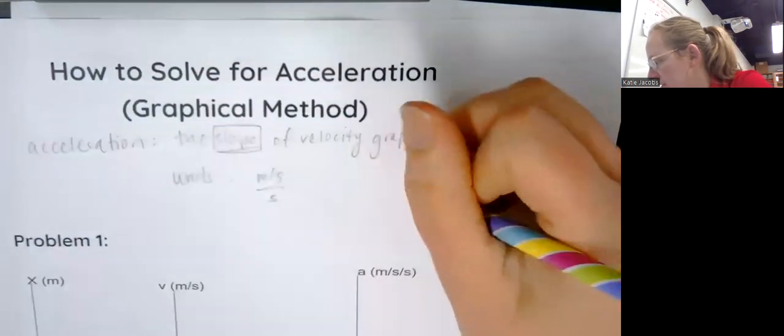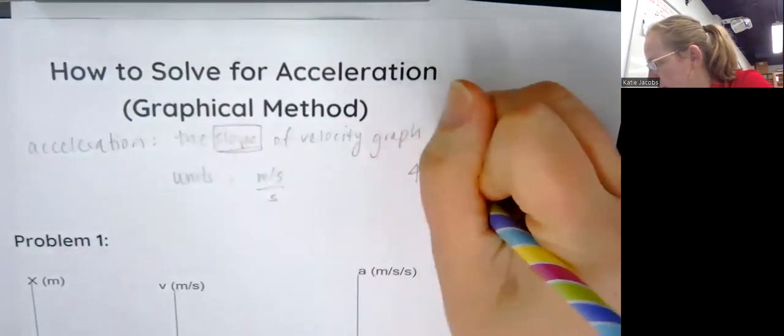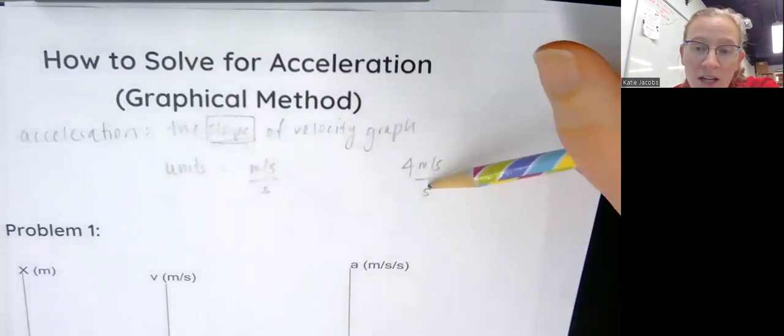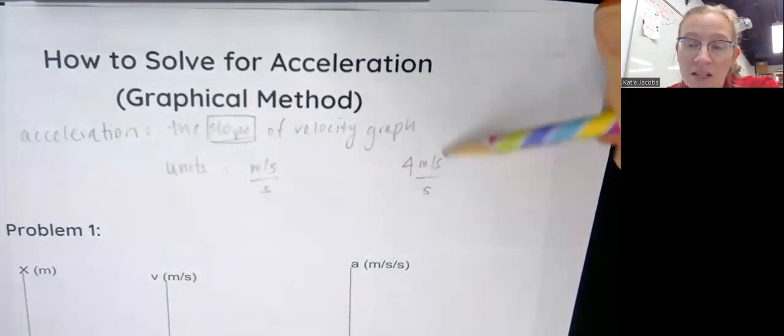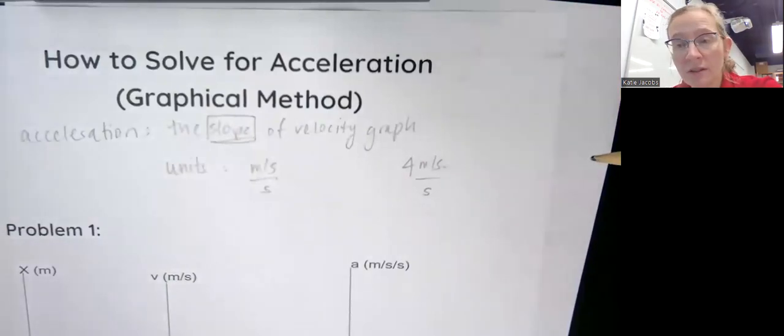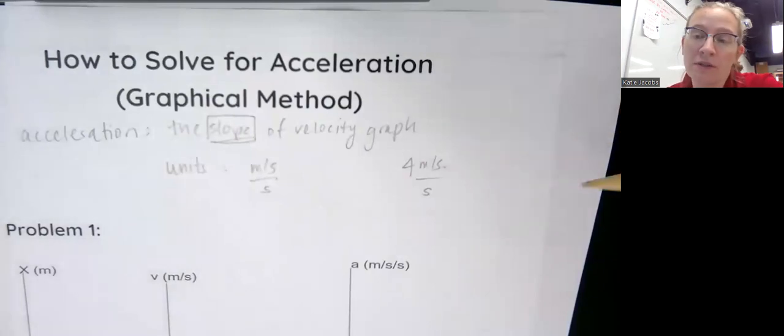Okay, let me give you an example. Say it's 4 meters per second per second. That means for every 1 second of time, the velocity of the object is changing by 4 meters per second. Could be getting 4 meters per second faster every second or 4 meters per second slower every second.